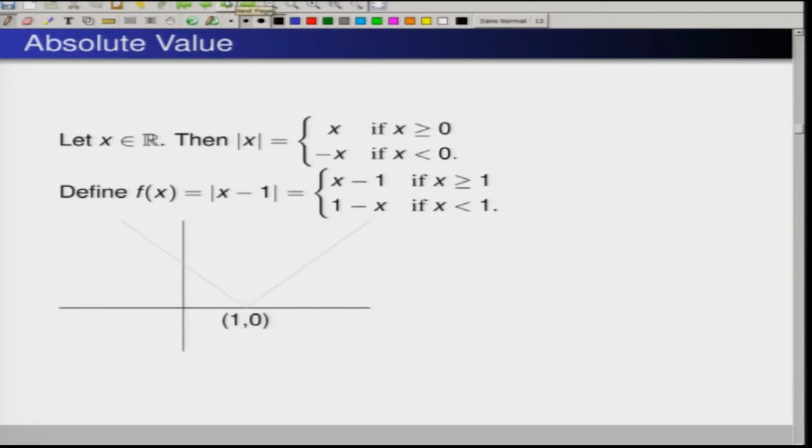Now, if we try to sketch this, as you can see, when x is equal to 1, this is going to take the value 0, and then for x greater than 1, this is going to be x minus 1, and when x is less than 1, this is also going to be a positive number. So, this is the graph of the function f of x.